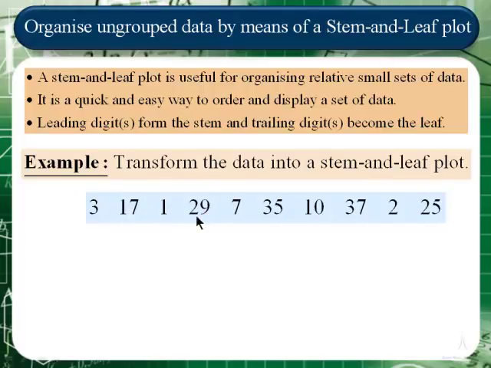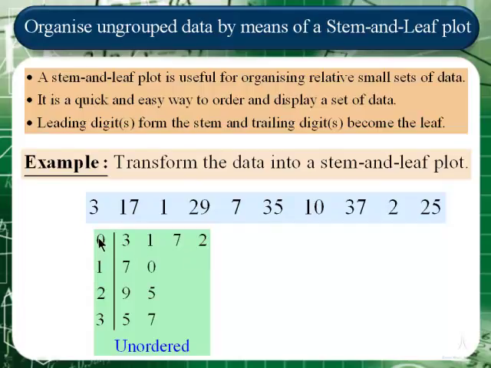So here we have the data. Now if you look at this carefully, the tens digit here will be the stem, while the units digit will be the leaf. So where we have a single digit, we will actually imagine a 0 in front of the 3, the 1, the 7 and the 2. So we write down firstly our stems, and the stems, in other words the tens digit, can either be a 0, a 1, a 2 or a 3. So we have 4 stems, and then we just simply start from the left.